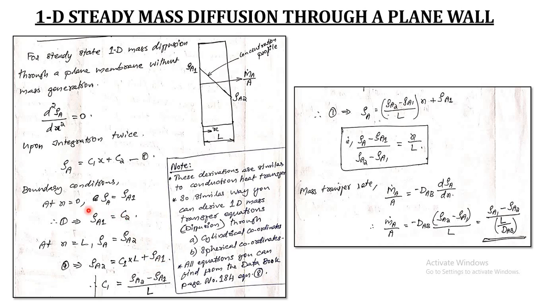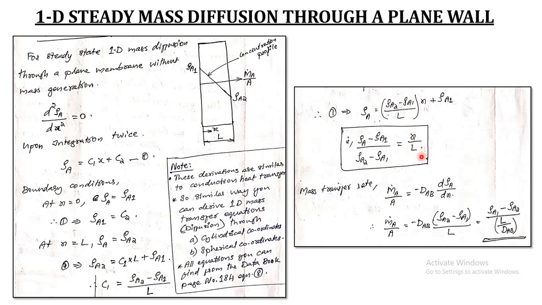C2 is already known, we have ρA1. So you will get C1, the constant of integration, equal to (ρA2 minus ρA1) divided by L. So put the values of C2 and C1 in equation 1 to get the concentration profile equation. ρA is equal to (ρA2 minus ρA1)/L times x plus ρA1. In dimensionless form, you get (ρA minus ρA1) divided by (ρA2 minus ρA1).